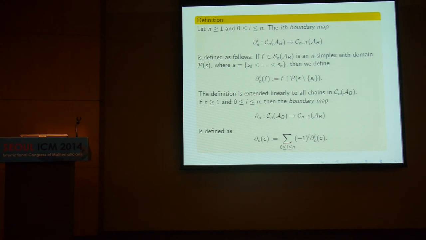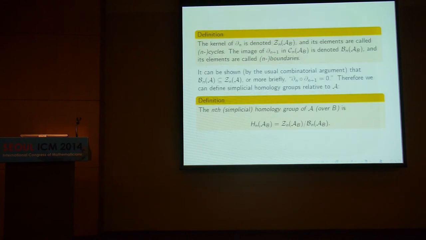Where does that ordering come from? As I said, this is just a finite set of natural numbers. I declared this always throughout my talk. So the natural numbers have a linear order. Okay, so you can extend linearly to chains. So the boundary map goes from n-chains to (n minus 1)-chains. And then, as usual, the kernel is the boundary map. The fact is, if you take the boundary map twice, it vanishes, it's zero.